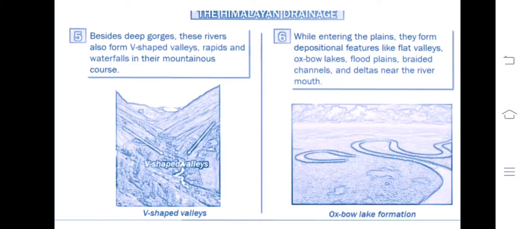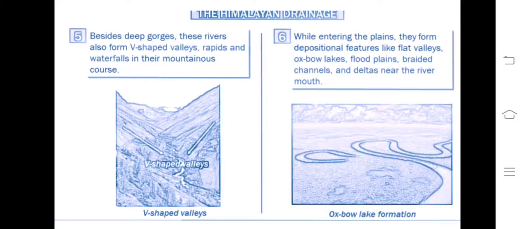Besides deep gorges, these rivers also form V-shaped valleys. You can see the V-shaped structure. There are also rapids and waterfalls in the mountain courses. We saw Jog Falls in the Karnataka peninsula. It may create waterfalls also.